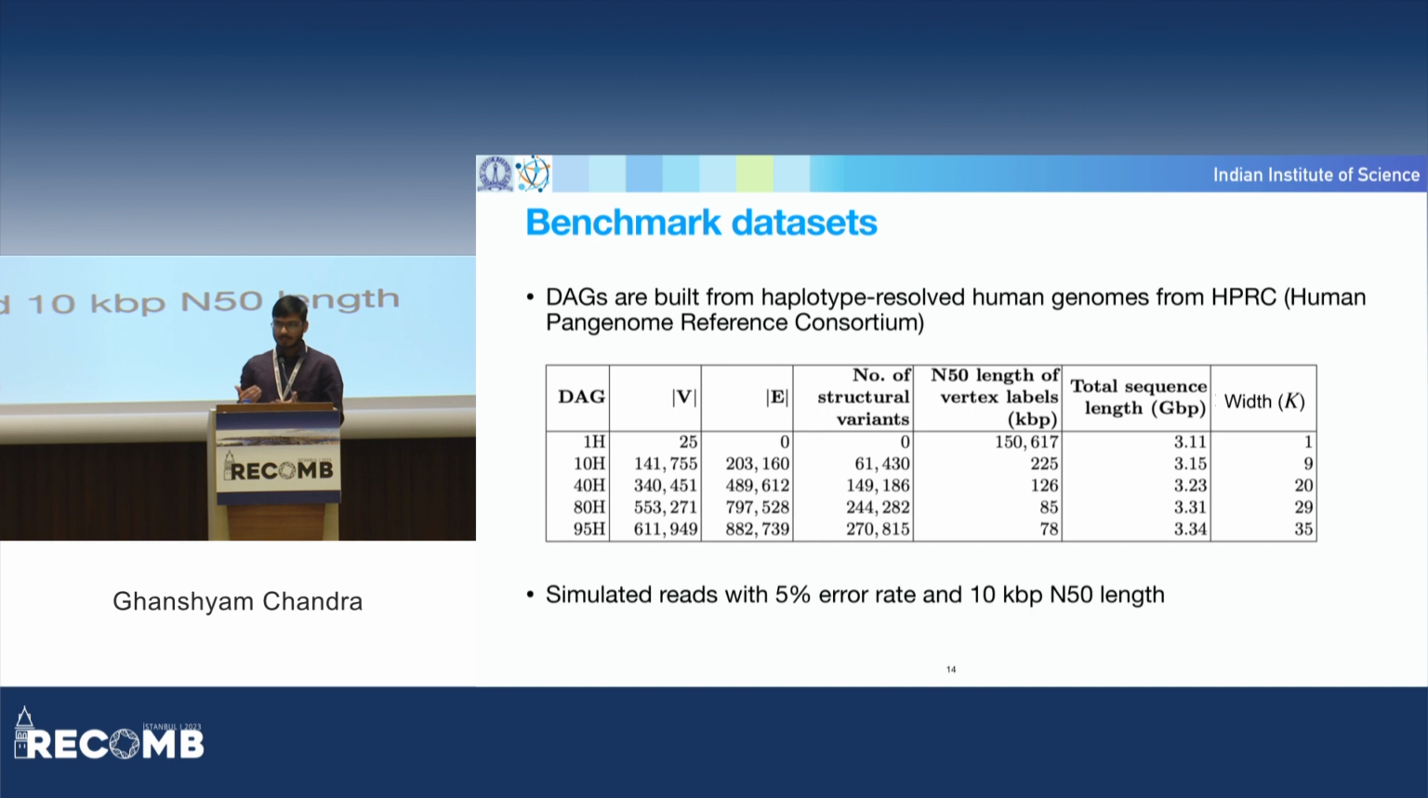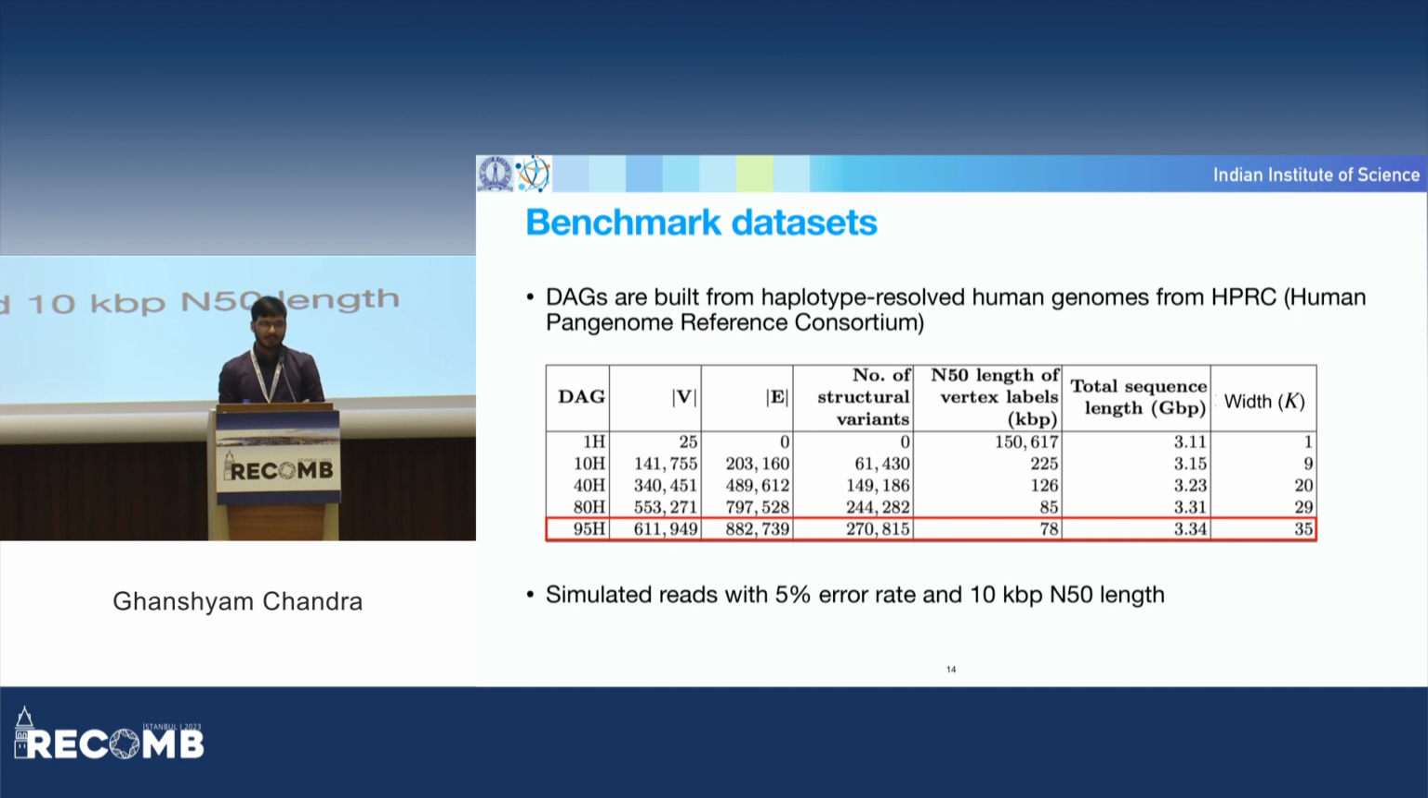Till now we have discussed the algorithm and implementation details. Let's benchmark the tool on a real dataset. For that, we have taken 95 human genomes from HPRC, and we built a graph. Just for instance, the 95 DAG is built from the 95 underlying human genomes, which has nearly 600,000 vertices and 800,000 edges, with nearly 300,000 structural variants, and the width of the 95 DAG is nearly 35. So that justifies why we have bounded our algorithm in terms of the width of a DAG.